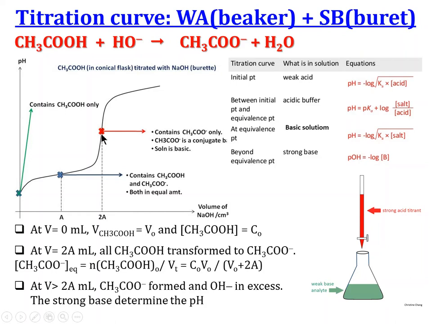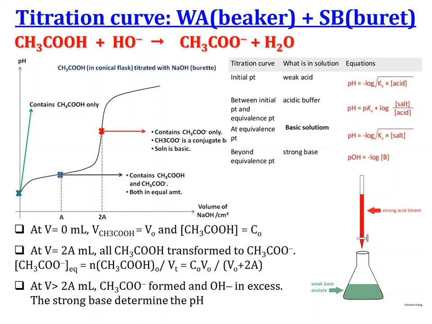At equivalence, all acetic acid has been transformed to acetate, and acetate is basic. So the pH at equivalence will be greater than 7. So this is the pH of a weak base. In the same way, we calculate the concentration of acetate, which is equal to C0 V0 divided by V0 plus 2A, and we calculate the pH of a weak base for this concentration.